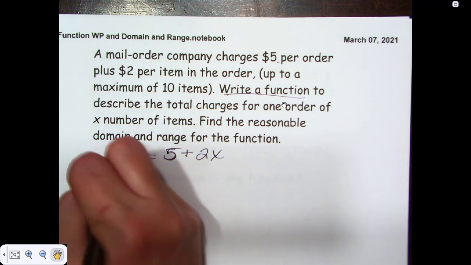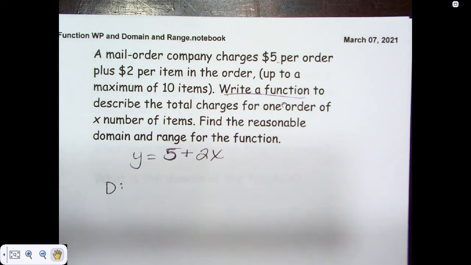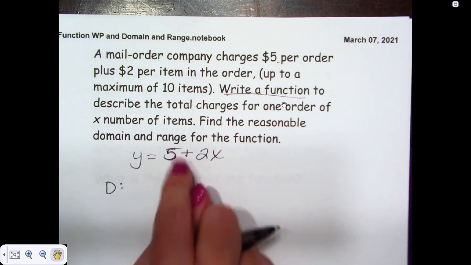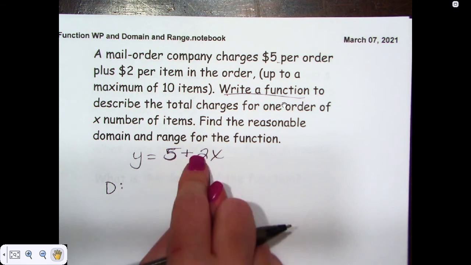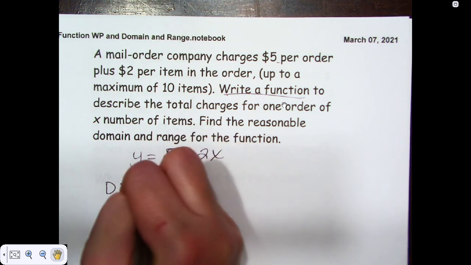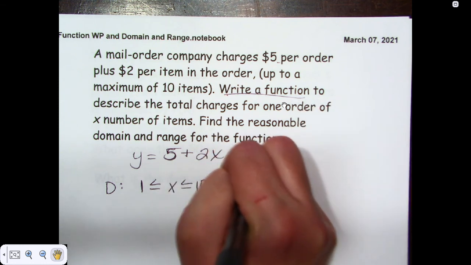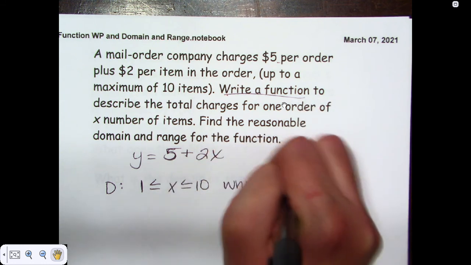All right, now let's talk about the domain. A lot of times it's easy to say, oh, it's from 0 to 10. But if you don't order any items, you're not going to have an order at all. In other words, if you were to put a 0 there, that would make this equation 5. But you're not going to make an order if you're not ordering any items. So our domain is going to start from 1. And again, those are whole numbers because you're not going to order 1.2 items.